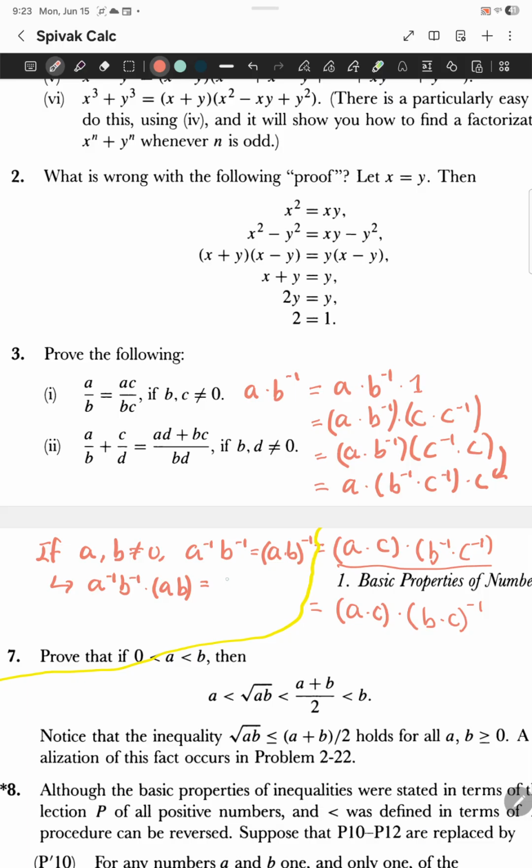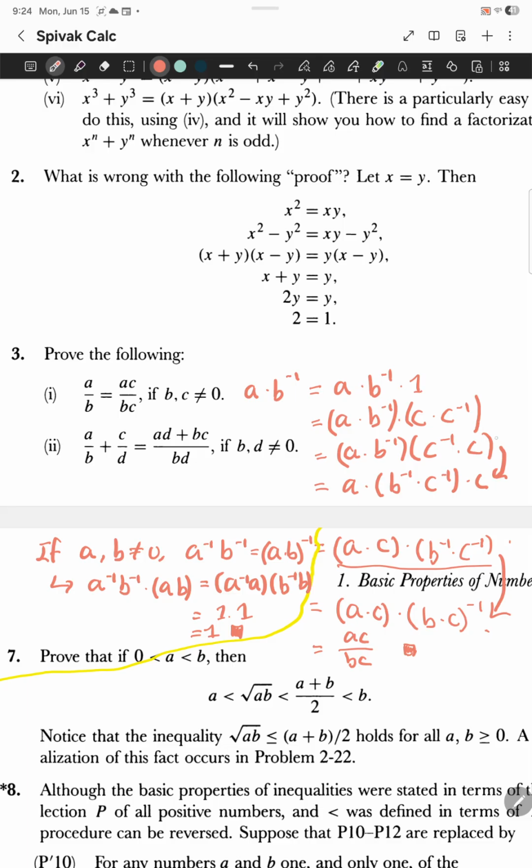Okay, so move this around. We can do this. This is 1 times 1, which is again 1, right? Okay, so we proved it. Nice, so this is true. We can move on from here to here. So then that's basically ac over bc. Done.